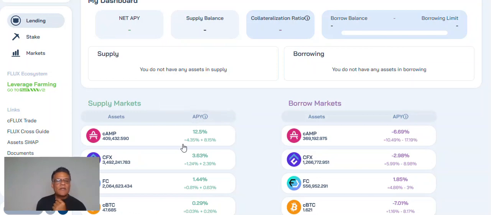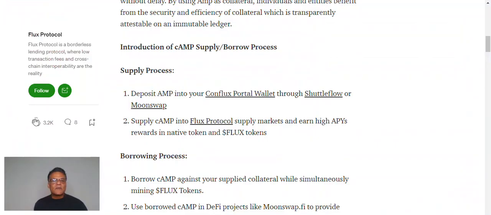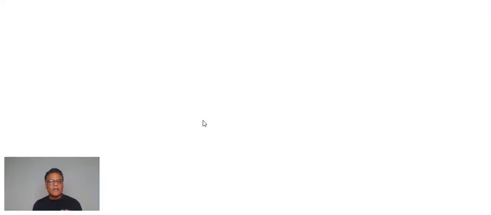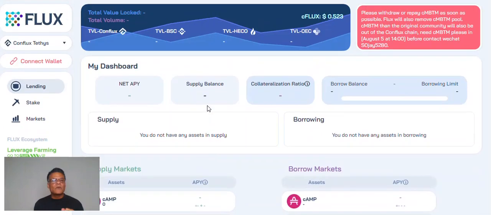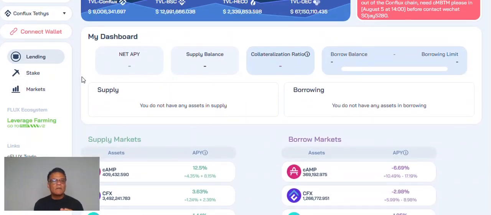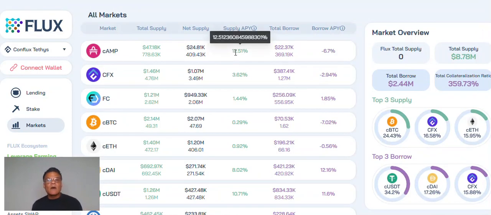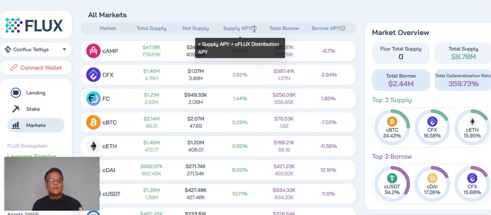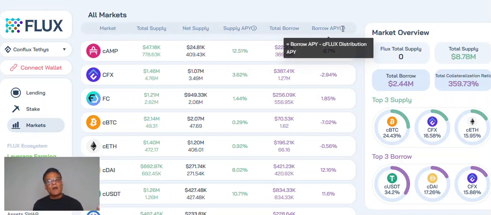8.15%. And what this is essentially, if we go back here to the Flux protocol, let's go to lending. If we click onto markets and go up here at the top, we again see AMP. It shows us the 12.5% APY, and then it tells us what it's equated to. It's the supply APY plus the C Flux distribution APY. So it's a combination. And on the borrowing, it's the same thing. It's your borrowing APY minus the C Flux distribution. So you're going to really want to get into the details of what this platform has to offer and what the protocol is and how you actually work within it.